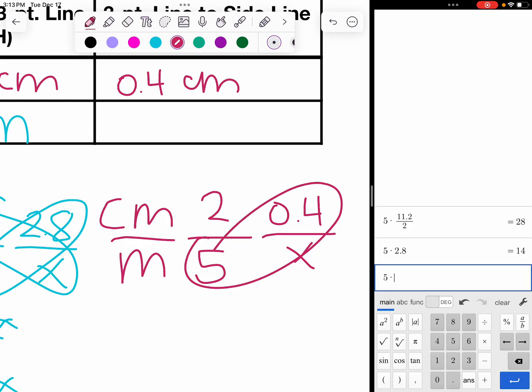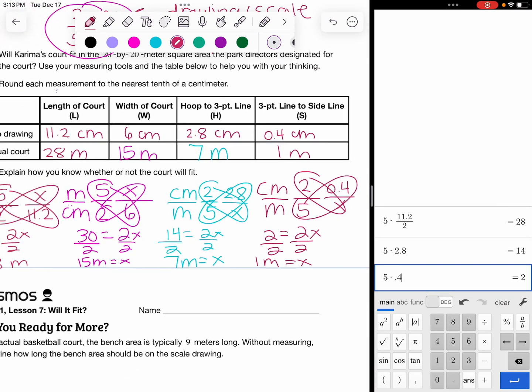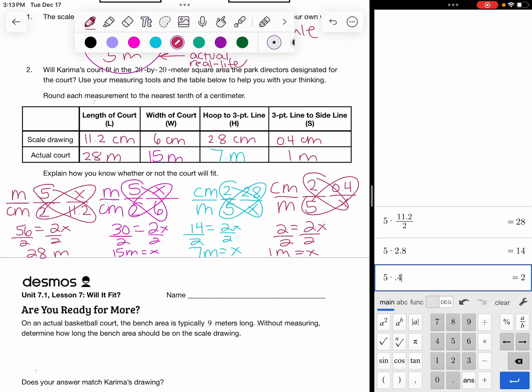5 times 0.4 gives us 2. 2 times x equals 2x. We divide by 2. x equals 2 divided by 2, which is 1 meter. And that is our answer for our 3-point line to the sideline. So now we need to answer our question: will it fit or not?